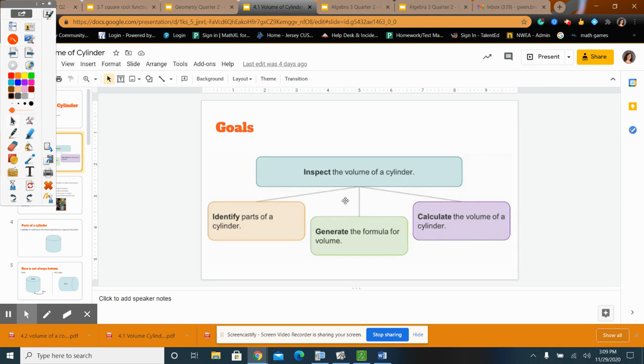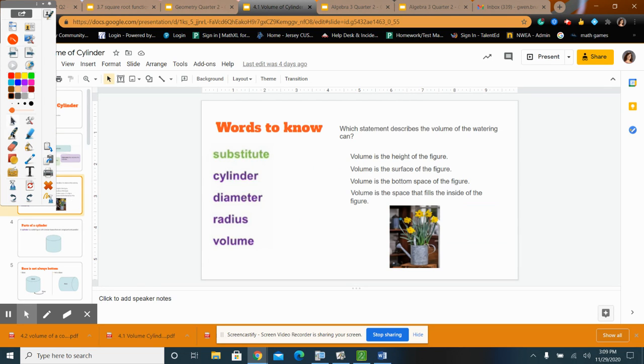Okay, we're going to look at cylinders and we're going to remember what they are, kind of like a soup can, and we're going to identify the parts. We're going to come up with a formula for these and we're going to actually calculate the volume. So these are the words we're going to need to know. Substitute, you guys know what that means, right? It means just plug in.